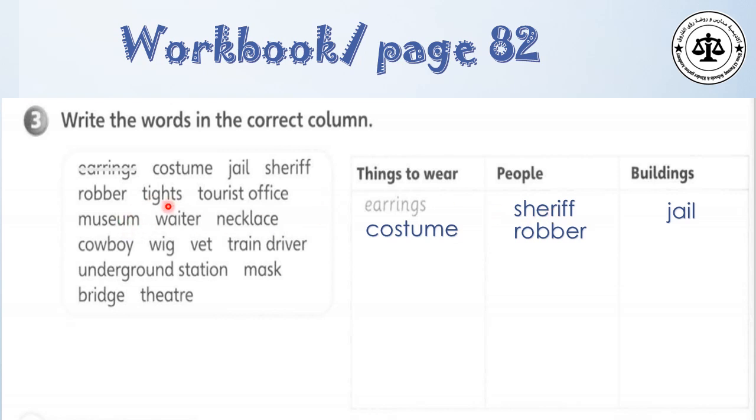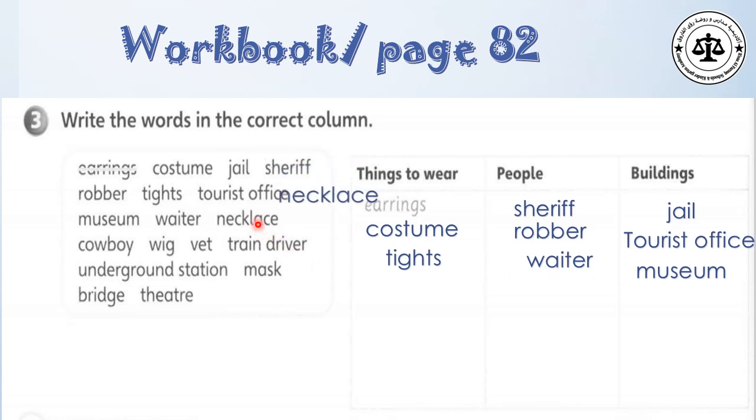Robber. People. Tights. Yes, things to wear. Tourist office. Yes, it's a building. Museum. It's a building. Waiter. Yes, هو شخص. Necklace. Thank you. Cowboy. Yes, people. Wig, شعر المستعار. Yes, things to wear. Vet, وهو طبيب بيطري.